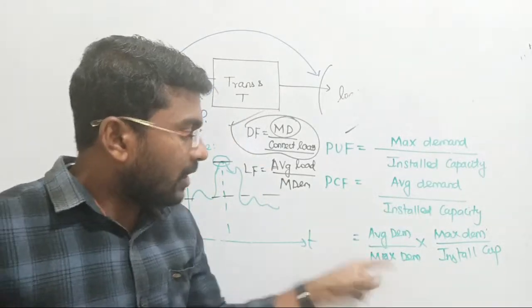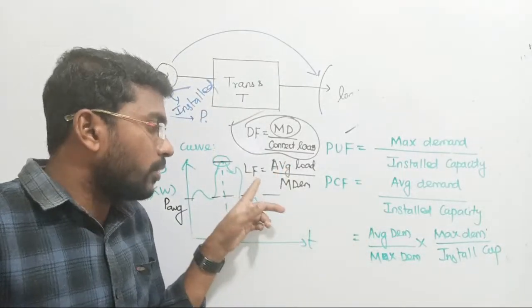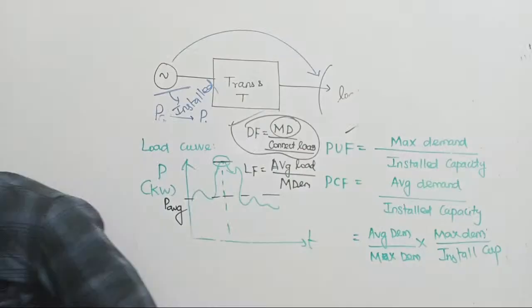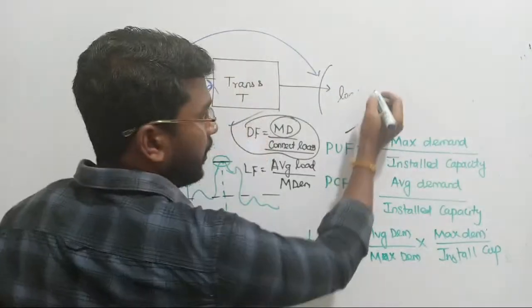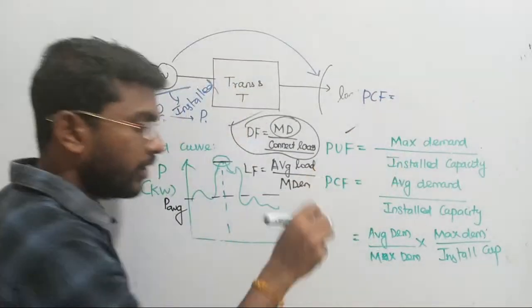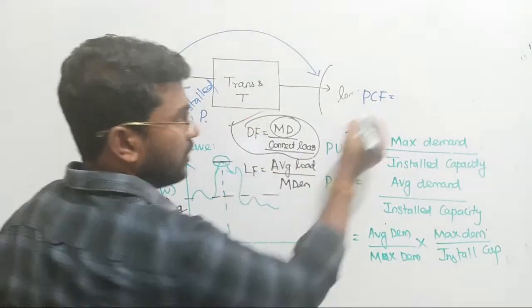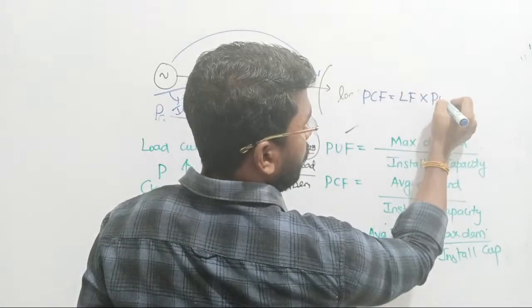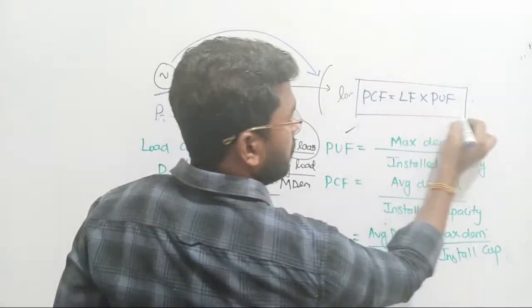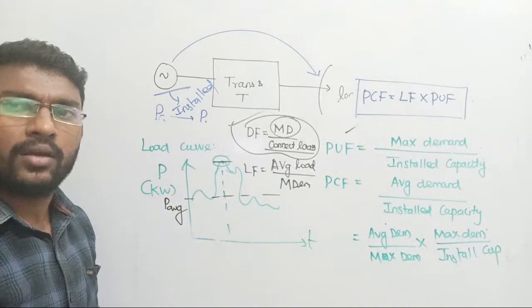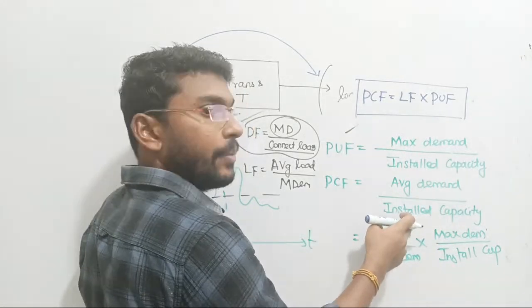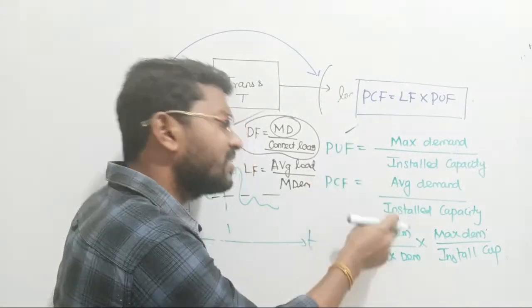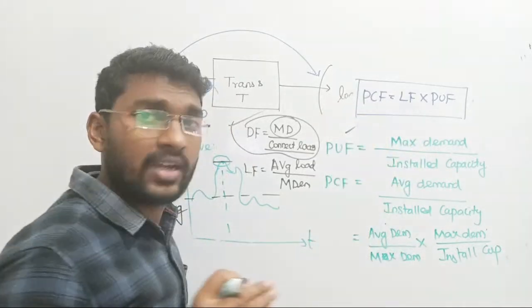That is the general formula. So average demand by maximum demand is known as load factor, whereas maximum demand by installed capacity is known as our plant utilization factor. So the answer is, plant capacity factor can also be written as average demand by maximum demand, that is called load factor, into maximum demand by installed capacity, which is nothing but plant utilization factor. Clear? That is how we are writing the plant capacity factor. Clear? Anyway, average demand is also always less than installed capacity. Yes or no? Average demand will be the constant demand of the people, whereas installed capacity is always greater than the demand of the people.